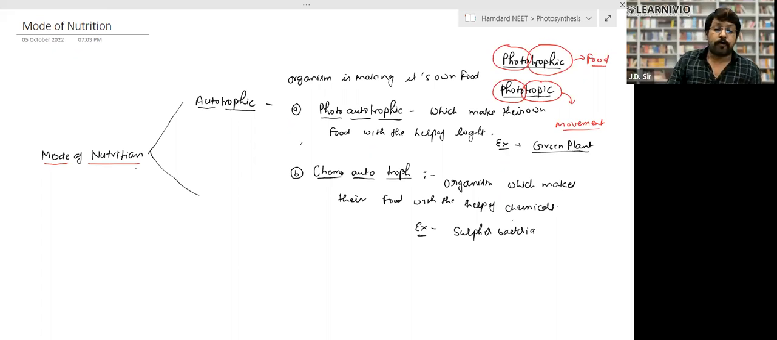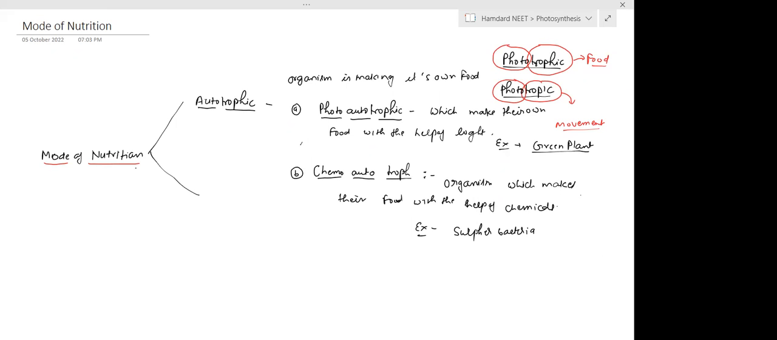So autotrophic organisms are those which make their own food. Autotrophic organisms can be of two types: photoautotrophic and chemoautotrophic. Photoautotrophs are those organisms which make their food with the help of light, like green plants. Chemoautotrophs are those organisms which make their food with the help of chemicals. For example, sulfur bacteria. One more example, you must have heard that name, methane bacteria. Did you? No.